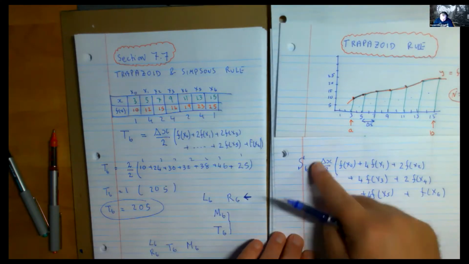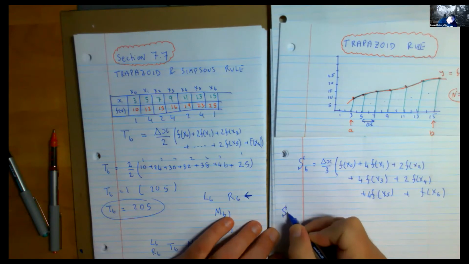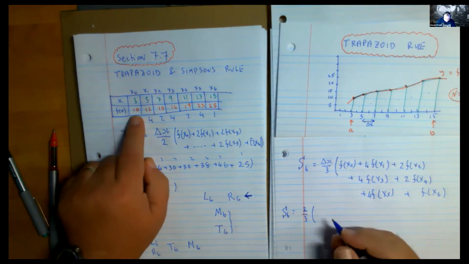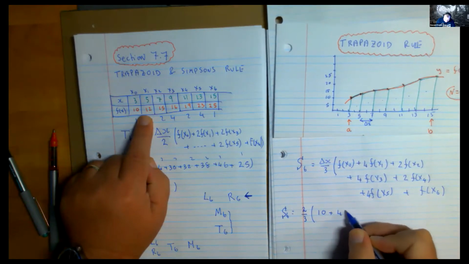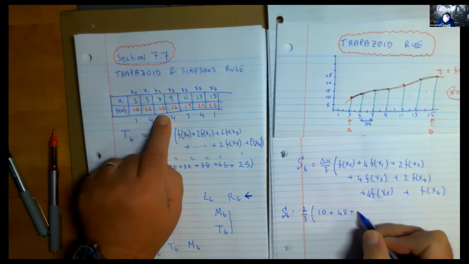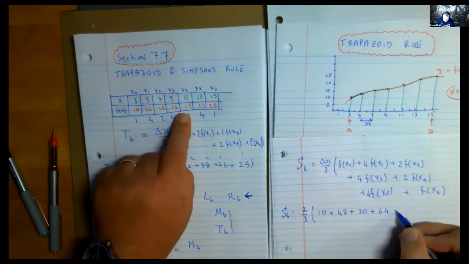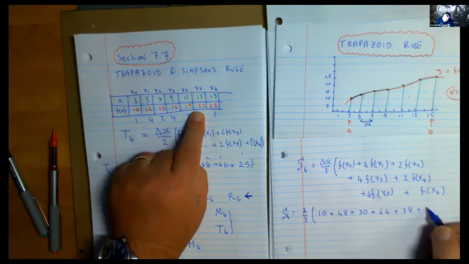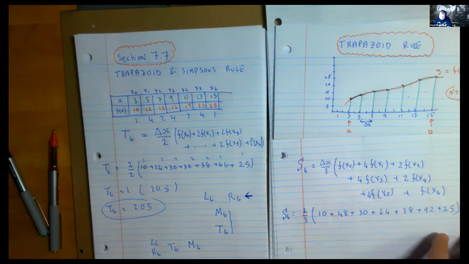So in this particular calculation, what would Simpson's 6 look like? Well, it would be delta x, which is 2, divided by 3, 1 of the first guy, 4 of the next guy, 2 of the next guy, 4 of the next guy, 2 of the next guy, 4 of the next guy, and finish with 1 of the last guy.